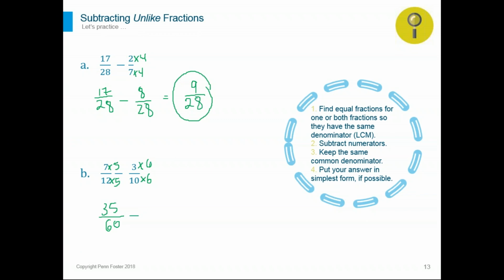Minus 3 times 6 on the top will be 18. And again, 60 on the bottom. This is what we need. Common denominators in order to subtract the numerators. 35 minus 18 will give you 17 over 60. Nothing common. This is your final and simplest form of the answer. Any questions?